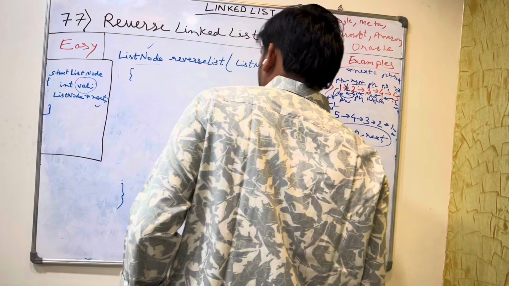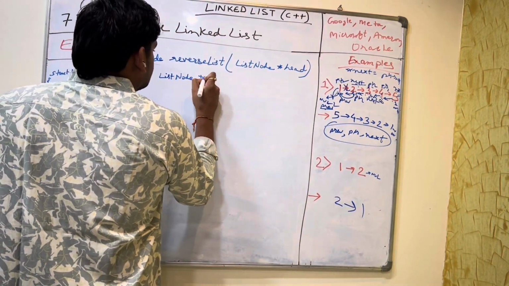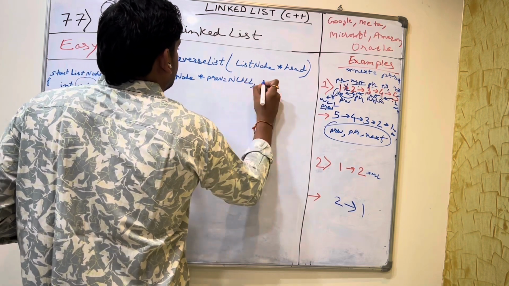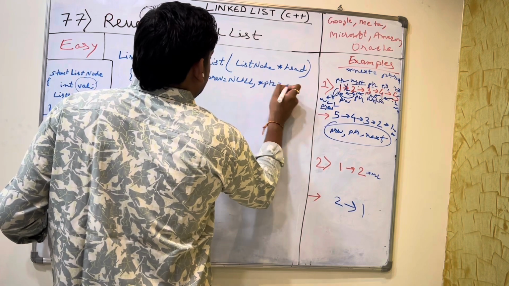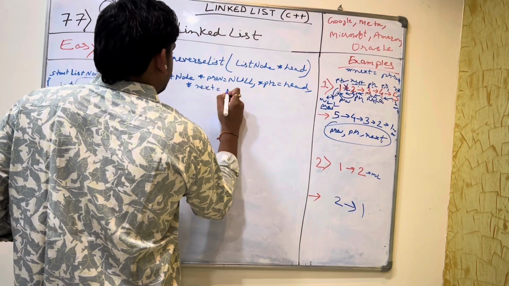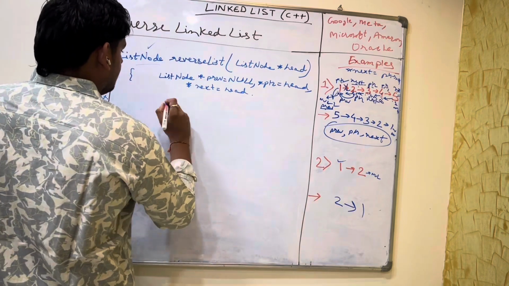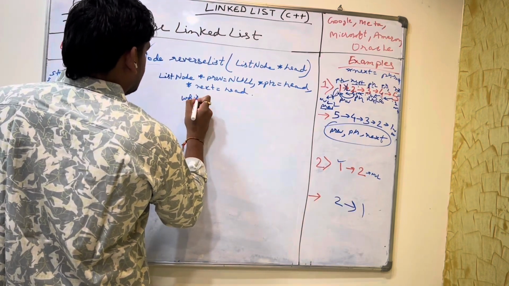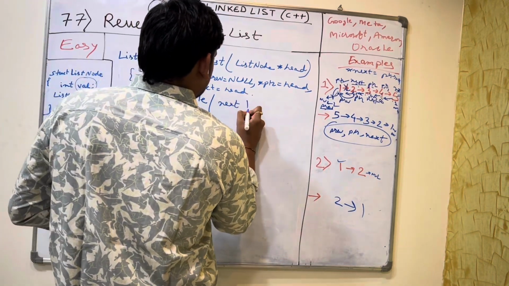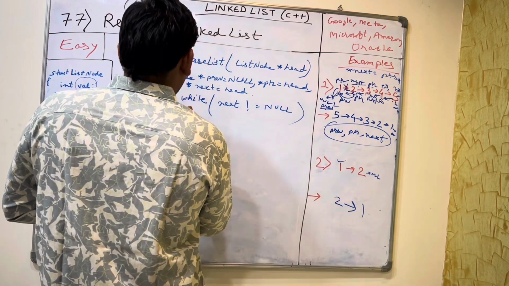Let's do it. So we will have ListNode struct prev equal to null. Okay, struct PTR, let's take it as head, and struct next also we take as head. Okay, both are pointing to head here. Okay, then while next not equal to null. Okay, while this next pointer which is at head now is not equal to null.